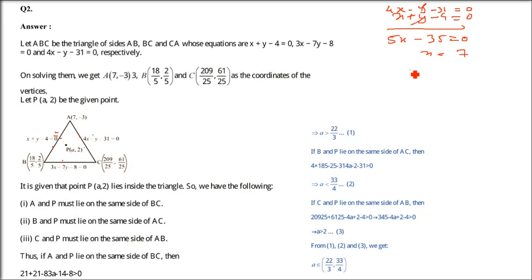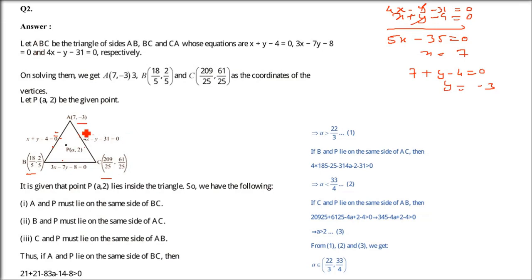Now put it in any of the equations. I'm putting it in x plus y minus 4. 7 plus y minus 4, y gets 4 minus 7, that is going to be minus 3. So 7 and minus 3 are the point A. This is the point A. And the other two, I'll leave to you. Otherwise it will be very long solving that. So the solution is in front of you. You can cross check also.